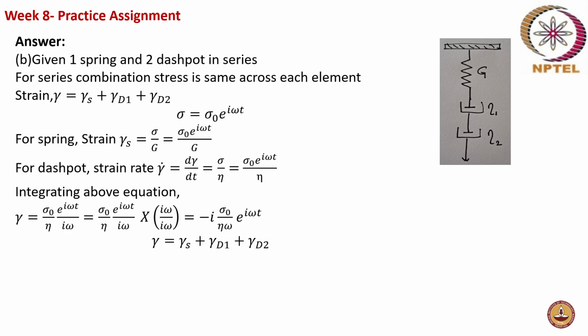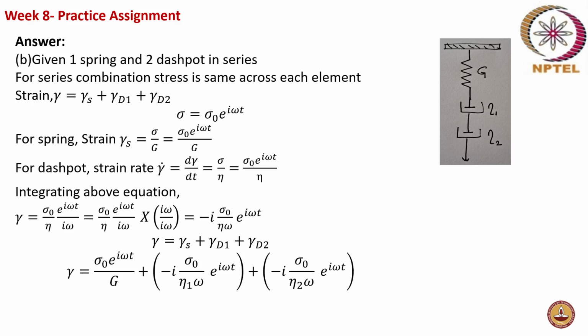Now we have two dashpot elements, right? So for both the dashpot elements you will have similar expressions. Only thing is that your viscosities will differ. So substituting the values, you will get gamma is equal to sigma naught into e power i omega t by G for a spring element, and for dashpot element 1 it will be minus i into sigma naught by eta 1 omega into e power i omega t, and for dashpot element 2 it will be minus i into sigma naught by eta 2 omega multiplied by e power i omega t.